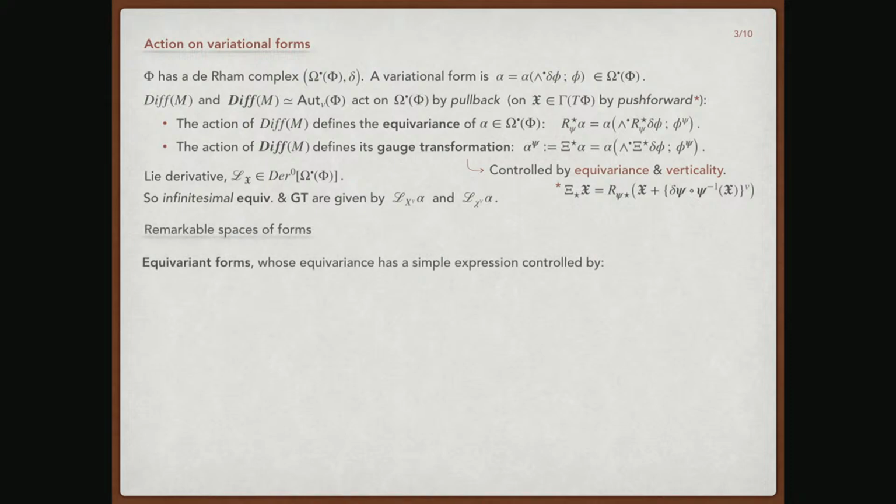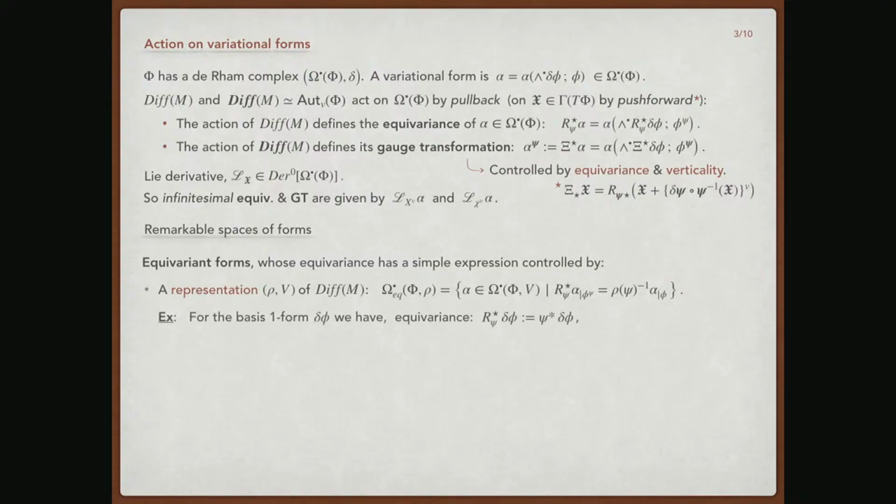Next, we have remarkable spaces of forms. I will not go over this too long, because Lucas already showed you an example of that before. So if you have a representation of diffeo, the equivariant forms are those whose equivariance, so the result of this operation, is simple and just controlled by the representation of the diffeo. So for example, for the basic one form delta phi, again, the infinite dimensional analog of dx mu, the equivariance is given simply by the pullback representation, if you like.